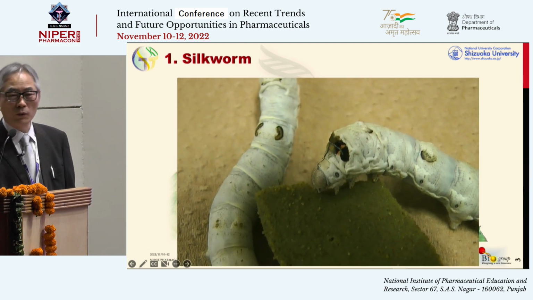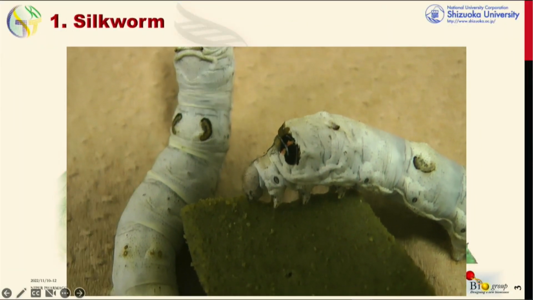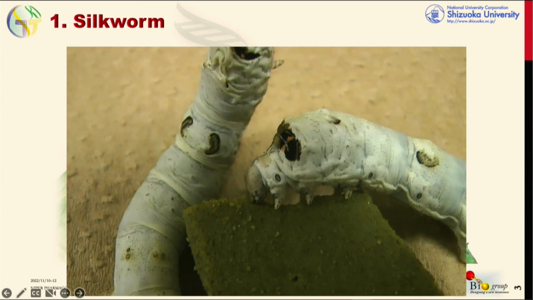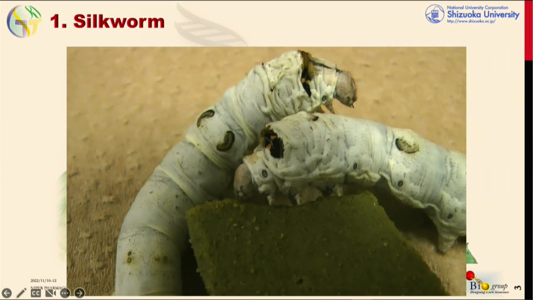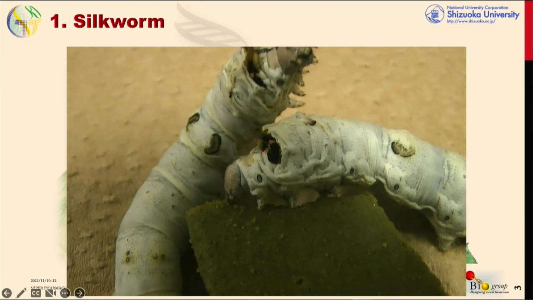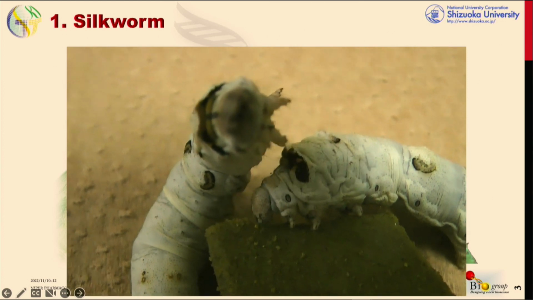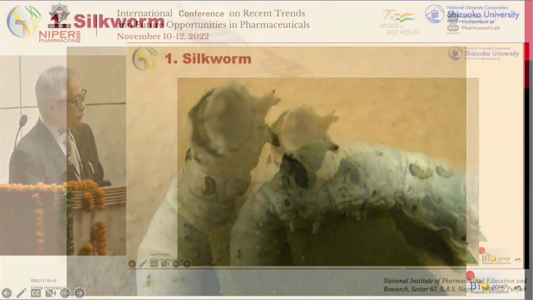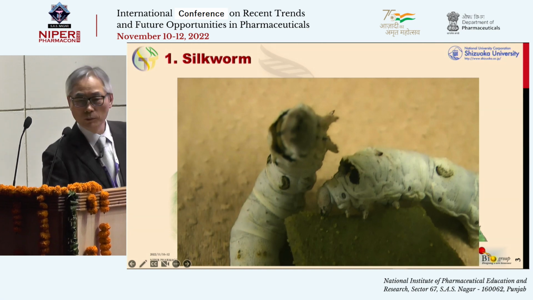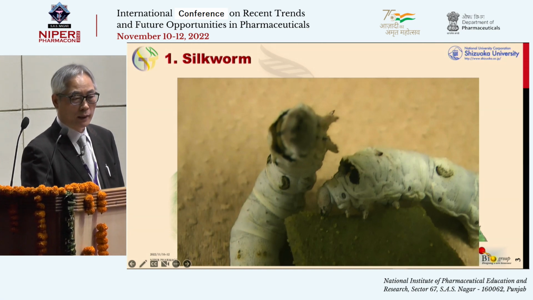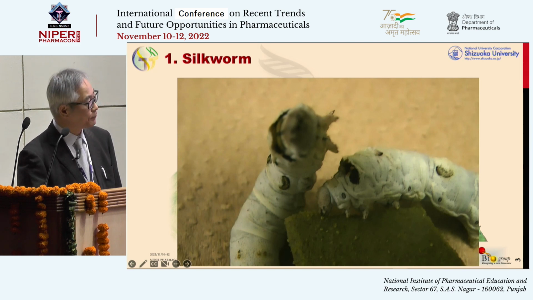Silkworm. Now they are enjoying the dinner time. They are the biggest, I think, the length is almost 6 centimeters, thickness almost 8 millimeters to 1 centimeter. They eat this kind of artificial diet. This is mulberry leaf powder, and I think some kind of nitrogen source.